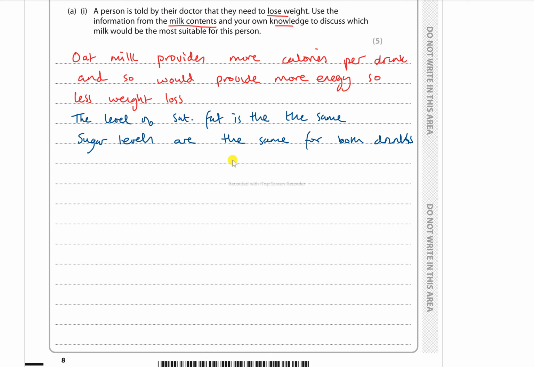You can also say oat milk provides more fiber, which helps with reducing constipation, and it's better to use this word, peristalsis. That's the key word.